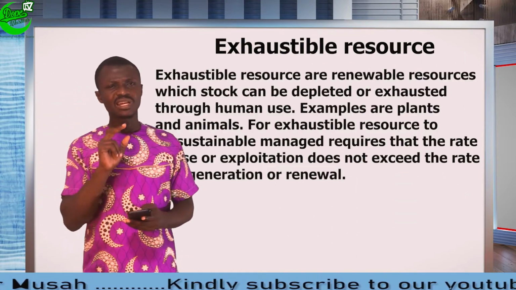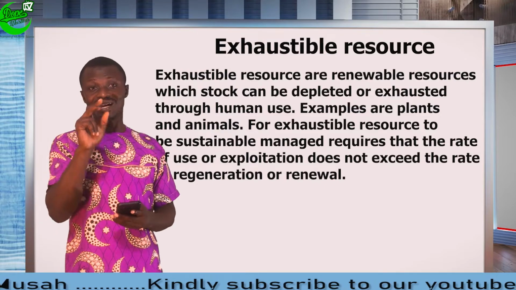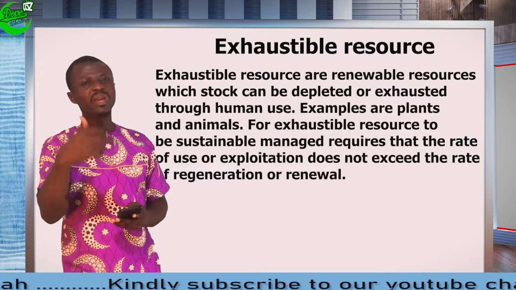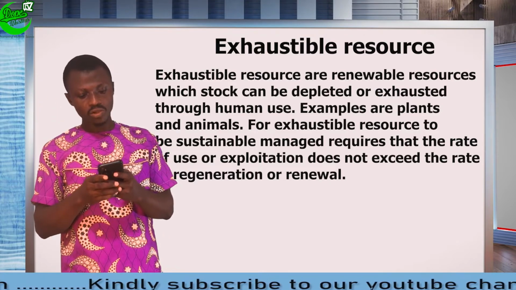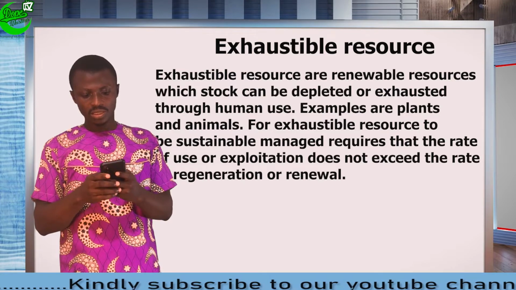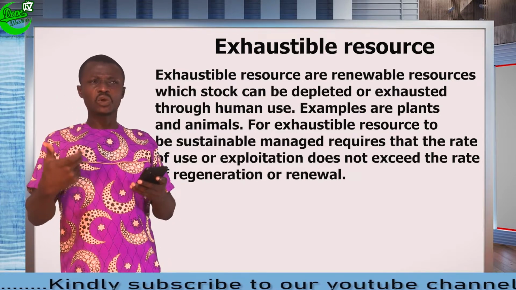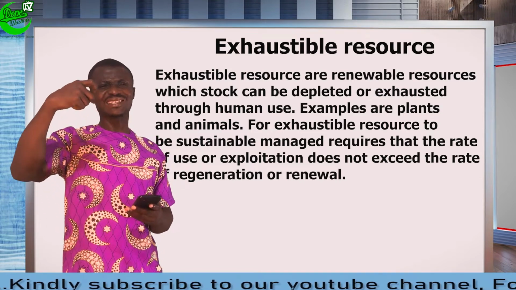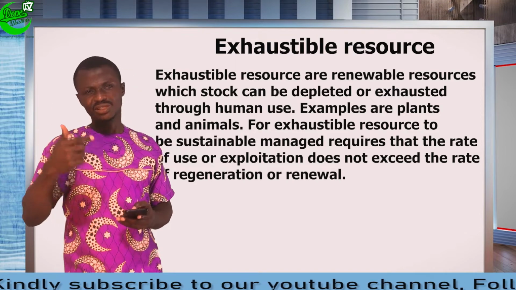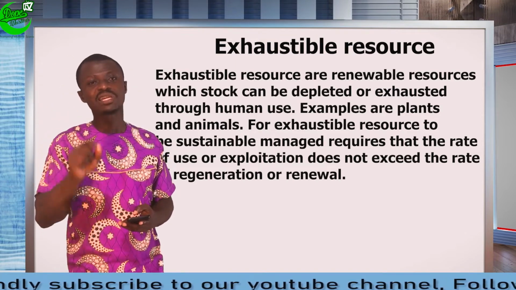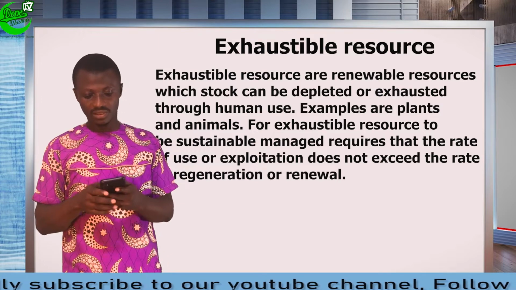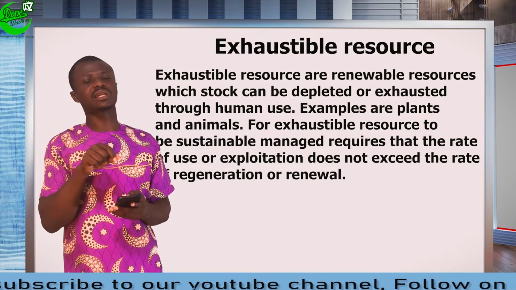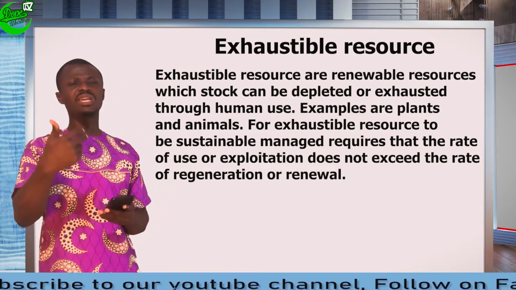With the exhaustible, these are resources that can be depleted. Though they are renewable, they can be depleted based on how we use them. When its stock is in short supply, demand is high. So if you use it at a rate that is higher than the rate of renewal, it is going to be depleted. And we can talk of plants and animals. So though renewable, it can be depleted. So we have exhaustible, and we can also talk of inexhaustible resources.